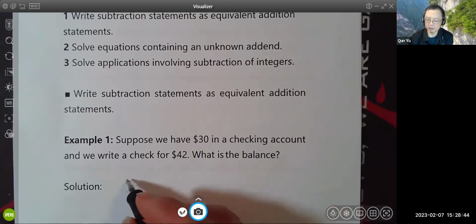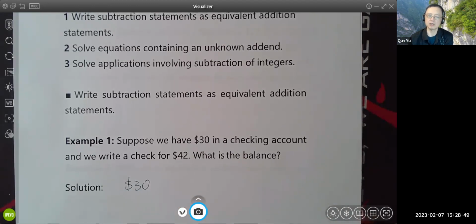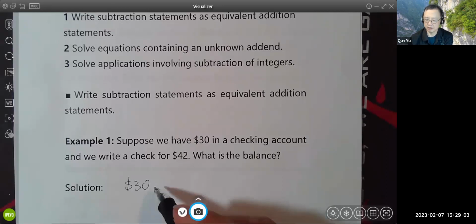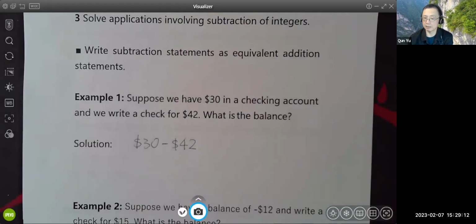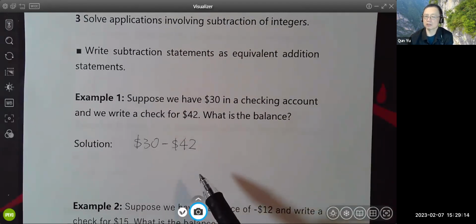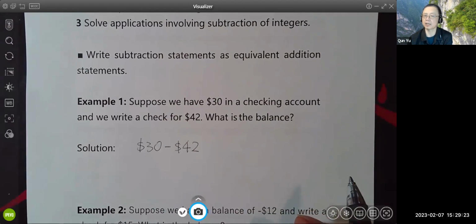Okay, we have positive 30 currently in the checking account. Now we want to write a check with the amount of $42. When you write a check, that money will be deducted, taken away from your checking account. So naturally, that is a subtraction problem. And we know that you cannot take more than what you have and remain a positive balance in your account, right? Apparently 42 is more than 30. As a result, we expect to get a negative balance.